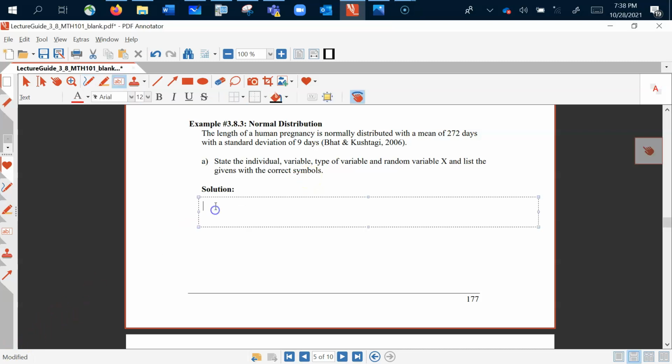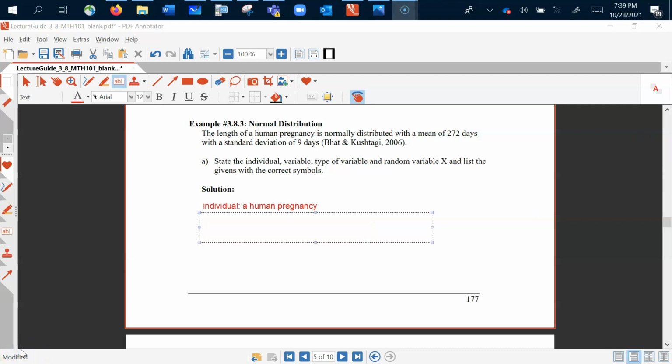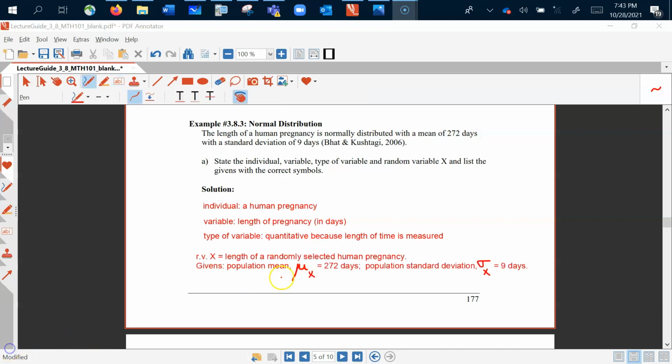Okay, so here the individual will be a human pregnancy. The variable will be the length of human pregnancy in days. And the type of variable, since length is a unit of time that's measured, will give us quantitative. The random variable x is the length of a randomly selected human pregnancy. And the given values are the population mean mu, which is 272 days, and the population standard deviation sigma, which is 9 days.